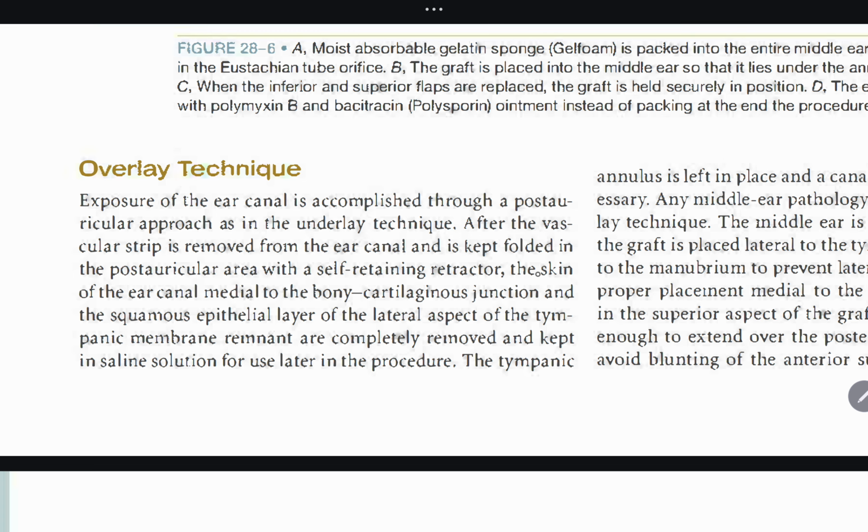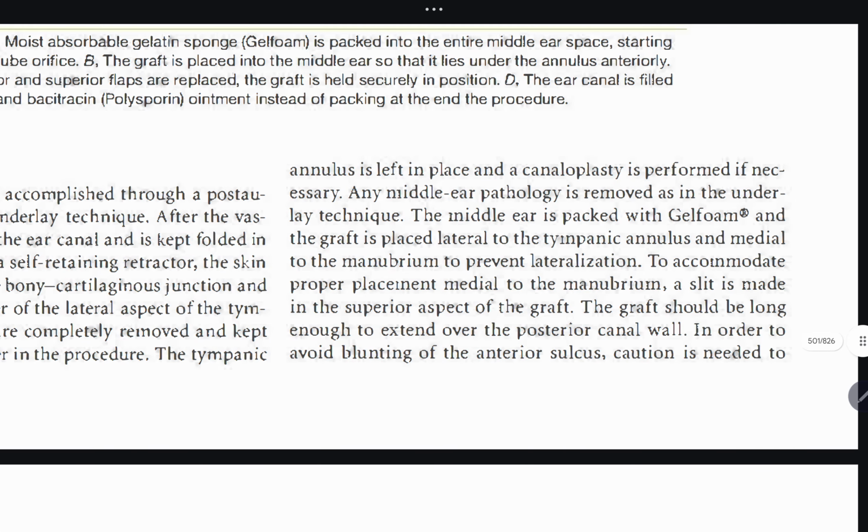self-retaining retractor, the skin of the ear canal medial to the bony cartilaginous junction and the squamous epithelial layer of the lateral aspect of the tympanic membrane remnant are completely removed and kept in saline solution for use later in the procedure. The tympanic annulus is left in place and canaloplasty is performed if necessary. Any middle ear pathology is removed as in the underlay technique.